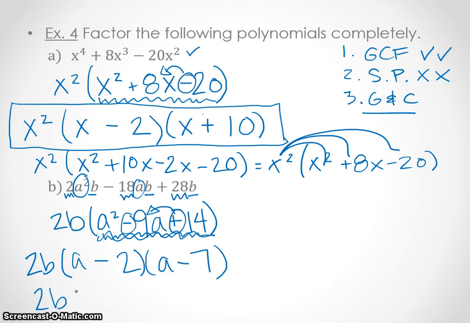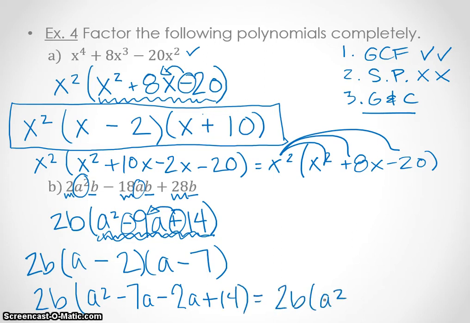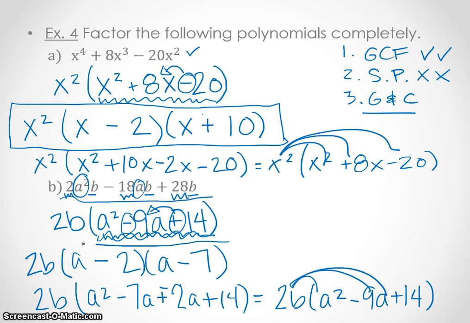Let's FOIL it back out. 2b's hanging out outside. a times a is a squared. a times negative 7 is negative 7a. Negative 2 times a is a negative 2a. Negative 2 times negative 7 is a positive 14. Combining my two middle terms here, we get 2b on the outside, a squared, boom ching, negative 9a plus 14. And then if I mentally throw this back in, I would get to what I started with in the beginning. So this is our answer.